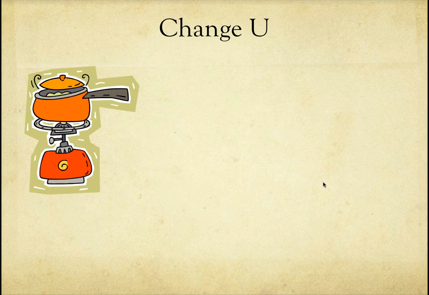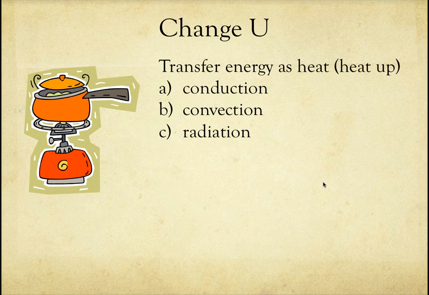So change in internal energy can happen 2 ways. You can heat something up, transfer energy as heat. So again, remember, heat is not energy. Energy is energy. Heat is a way of transferring energy. It can be conduction, convection, radiation. So in this case right here, you have conduction through the pot and then convection going on inside the pot.